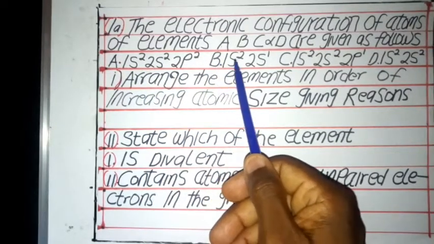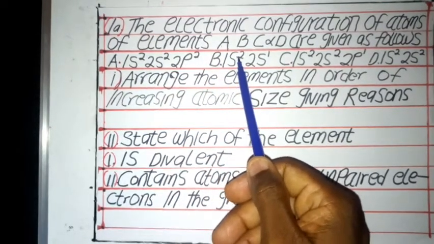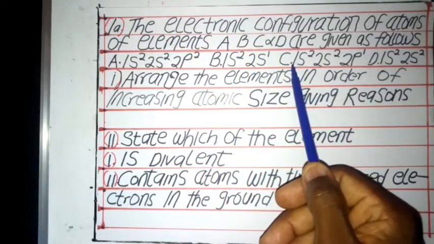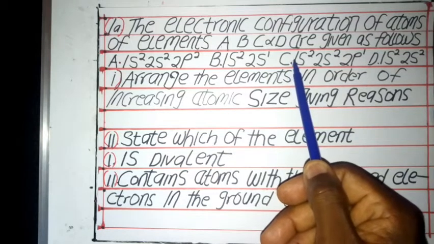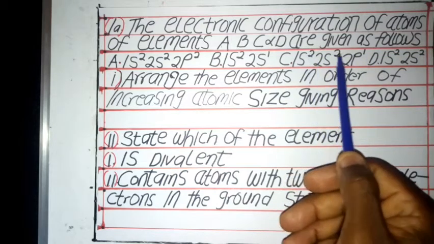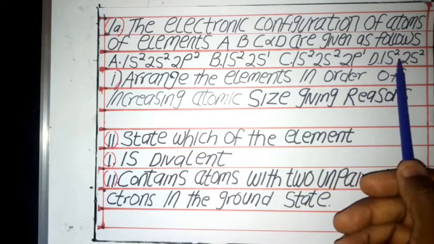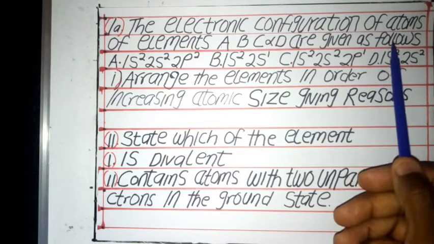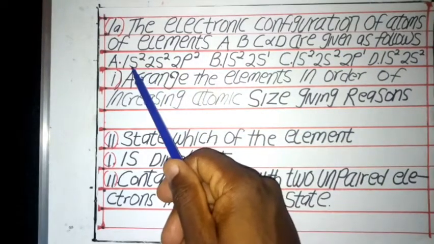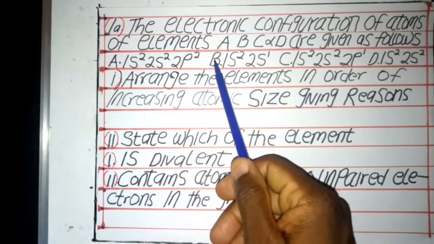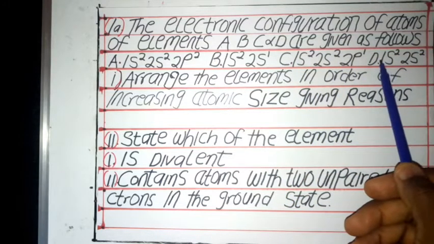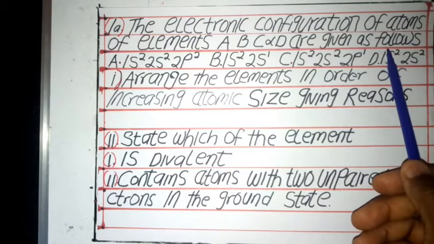Then B is lithium. When you count 1, 2, 3, lithium. C should be boron. You count it, 1, 2, that's 5. Then D, the last one, is 1, 2, 3, 4, and that is beryllium. So we know that A is carbon, B is lithium, C is boron, and D is beryllium.